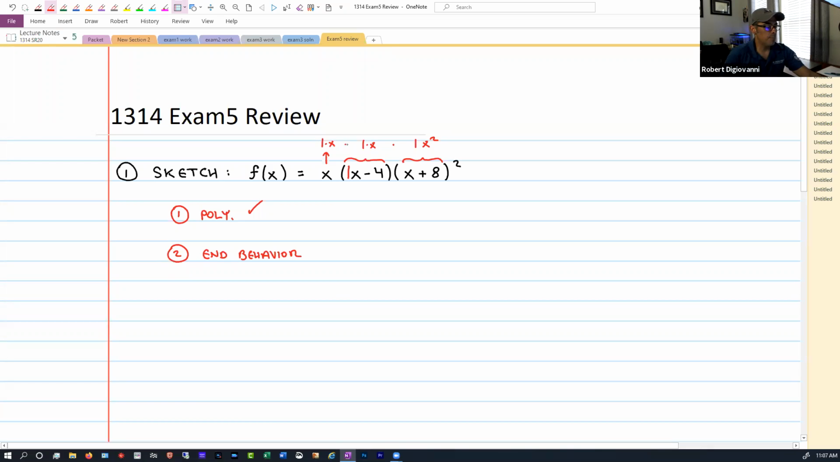So if we were to multiply those together, 1 times 1 times 1, and then x times x times x squared, we would get 1x to the 4th. And that's where we can see its leading coefficient is 1, and the degree of the polynomial is 4. So we have the degree of 4, which is an even number. And then we have a leading coefficient of 1, which is positive.